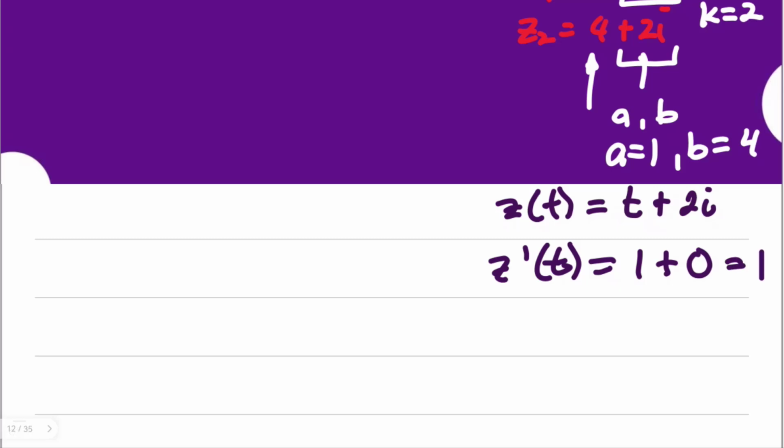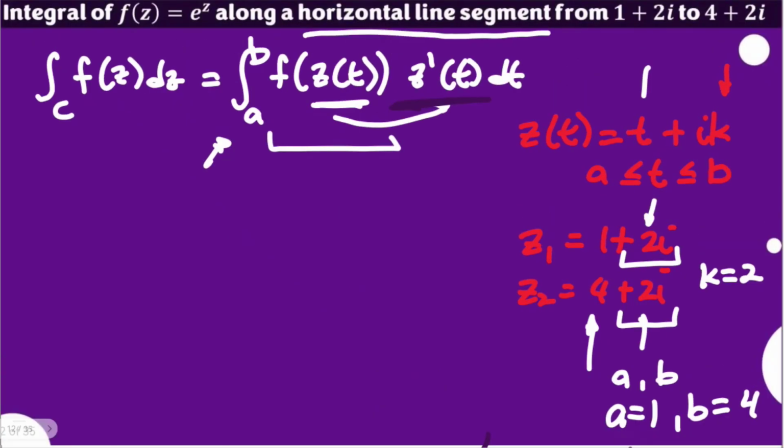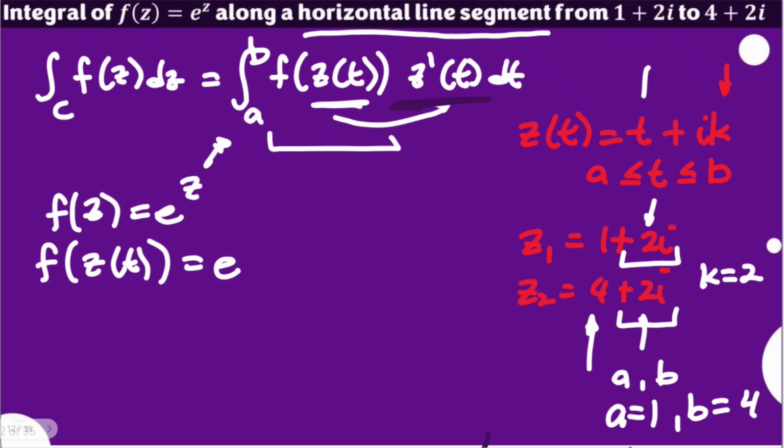Now, this is good, and our z of t is already good, but take note, this is not what we're going to use here. It depends on our function. Our function is f of z equal to e to the power of z. So if we're going to take the parameterization, f of z of t is e to the power of z, which becomes z of t itself.